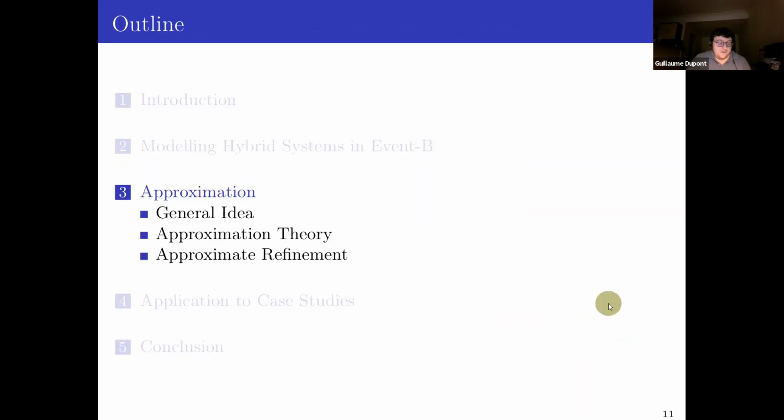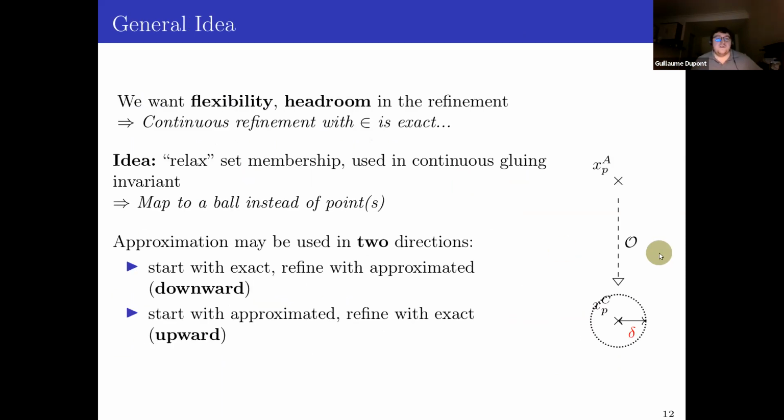All right, so now that we are prepared, how can we formalize approximation? What does it have to do with refinement? And how can we use refinement to incorporate approximation as a high-level operation in LMB? The general idea is that we want some kind of flexibility, some headroom in the refinement. Right now, refinement is written with this set membership operator, which is basically exact, so to speak. We would like something that is less exact, still rigorous, of course, but with a little bit more headroom.